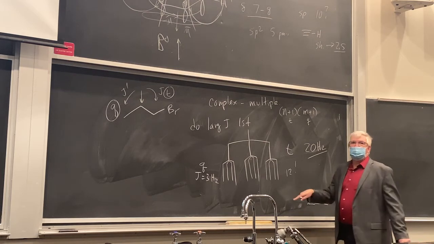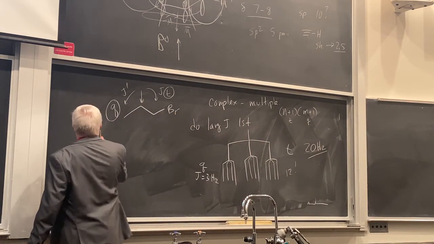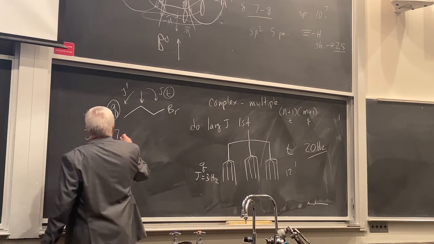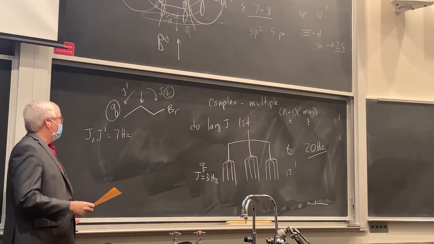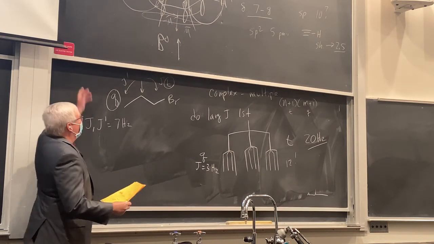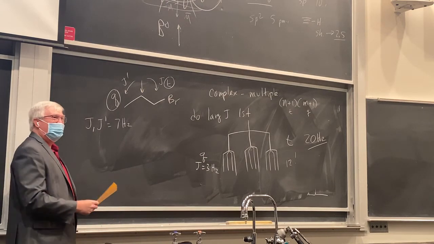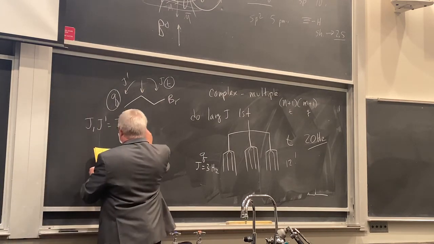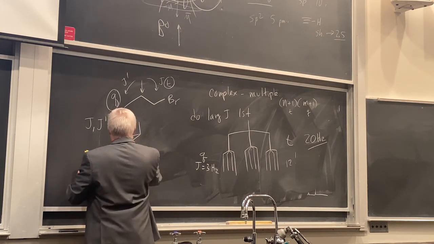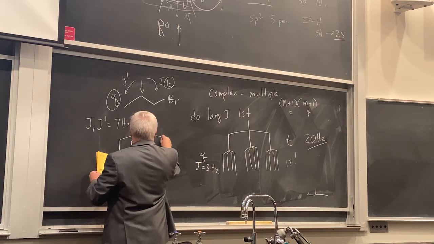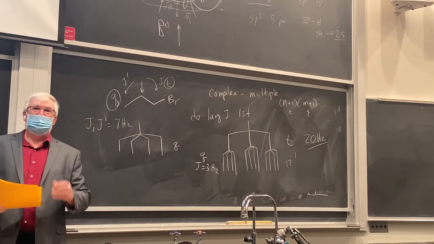What if they were both the same? So let's do both J and J prime equal to 7. What would we see? Now this is a little harder to draw, so hopefully I'm doing this all right. Some of you will probably do this a lot better than me. Okay, so let's do the quartet first. They're both the same. You can do the triplet or the quartet first, doesn't matter.